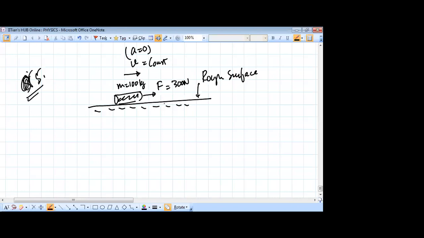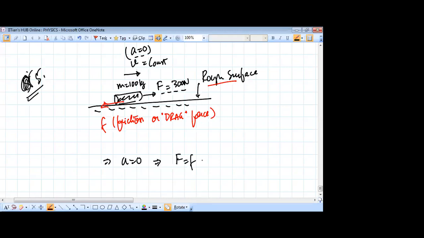So in spite of applying a force of 300 newtons, if the acceleration is 0, that means there is some kind of drag force on the ground, which is why I said that it's a rough surface. So there is some kind of friction, or what you can also call it, something which is dragging it. Okay. So this is showing you that since the acceleration is 0, it means that F is just balancing friction. So that means the friction is equal to 300 newtons.